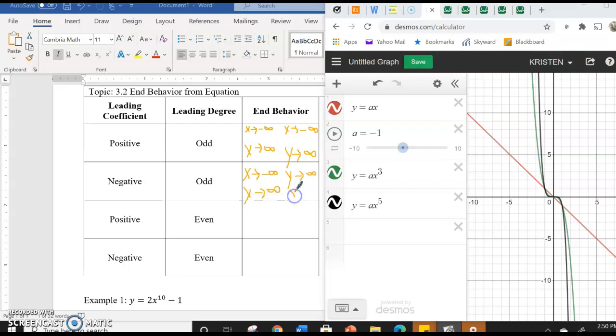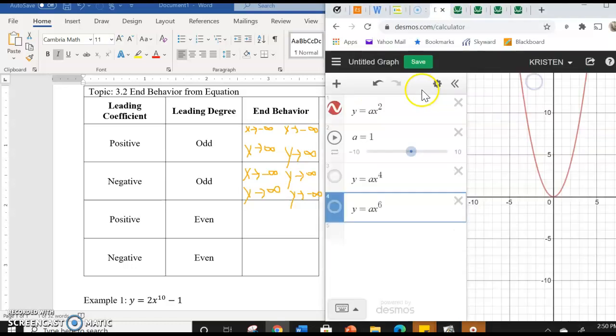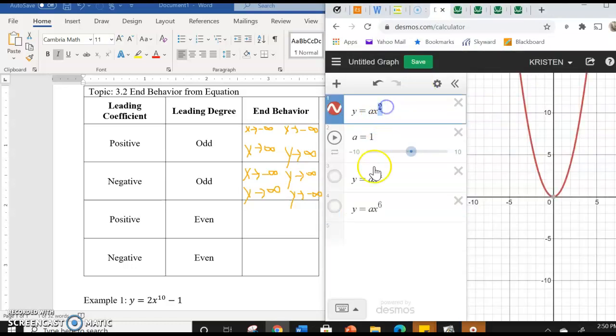This is the same notation from yesterday. Nothing has changed. Hopefully that was clear. If not, as long as you know this, then that's what I'm looking for. Now let's do it if the leading degree is even. That means my exponent is now even. So x squared is even.